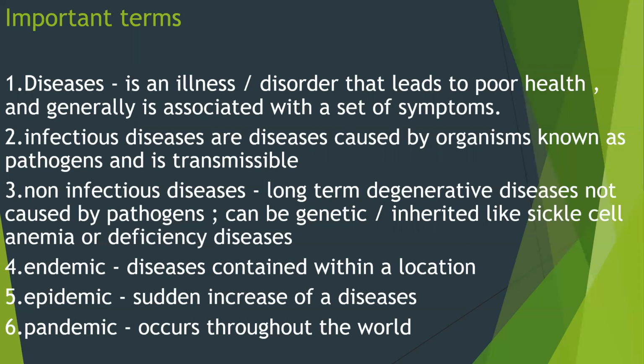So non-infectious diseases are long-term degenerative diseases which are not caused by pathogens, and they can be genetic, inherited, for example, sickle cell anemia or deficiency diseases. And these deficiency diseases are caused by a lack of a certain type of vitamin, for example. And we can describe an outbreak in terms of the location and how fast it's spreading. So, for example, endemic is if the disease itself is contained within a location. Epidemic is there's a sudden increase, and then pandemic is obviously occurring throughout the entire world, like the situation that we're currently in due to COVID-19.